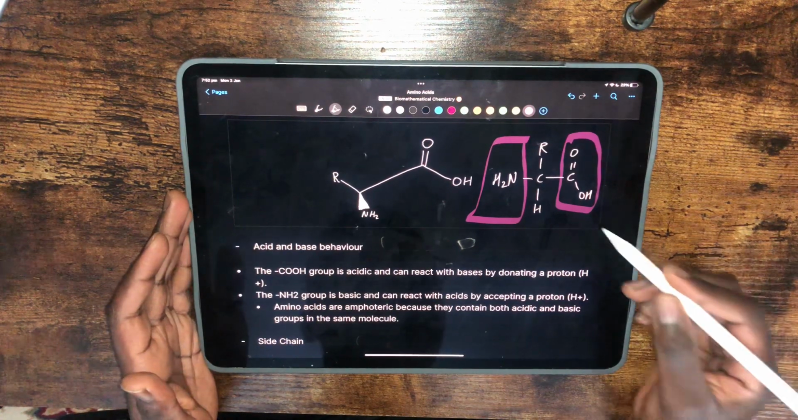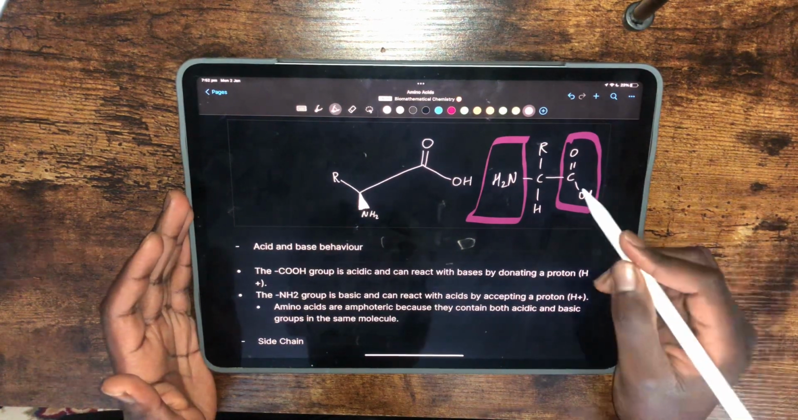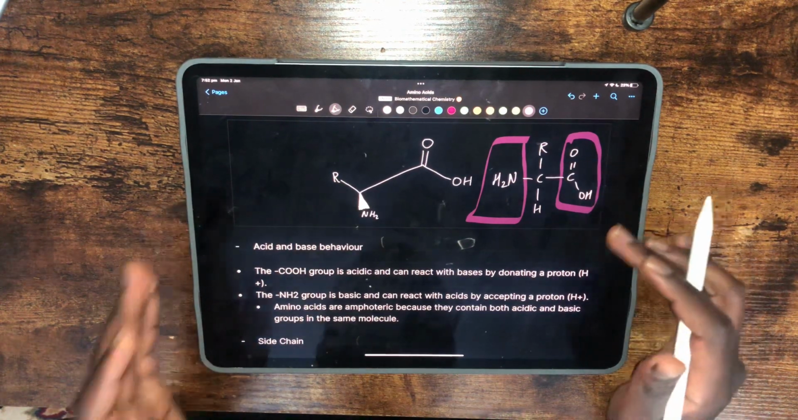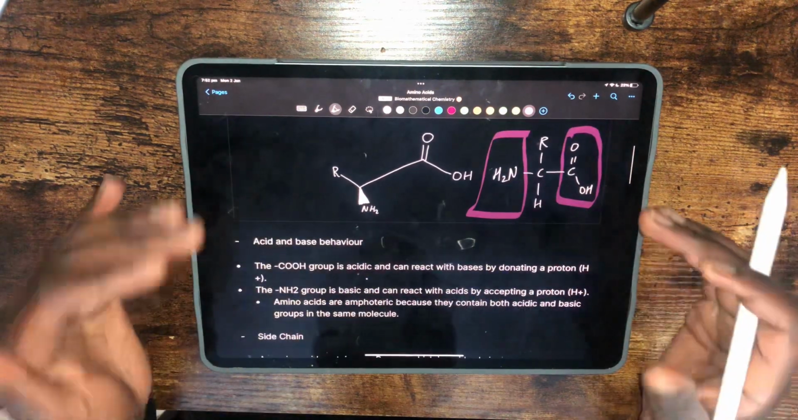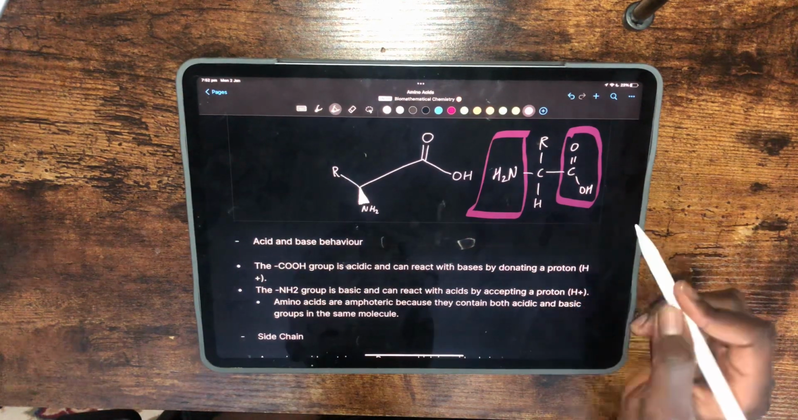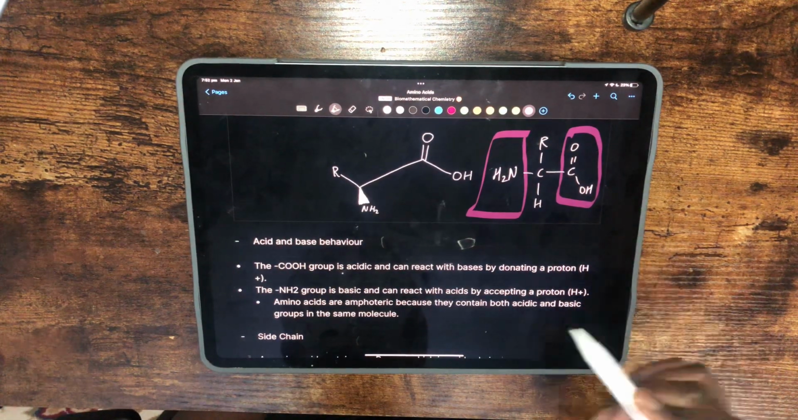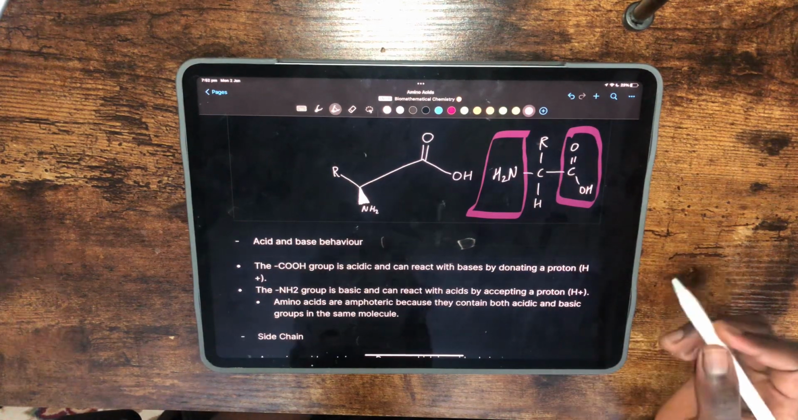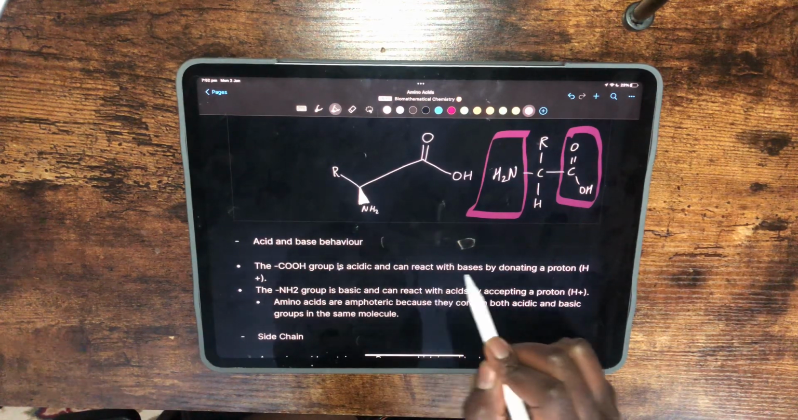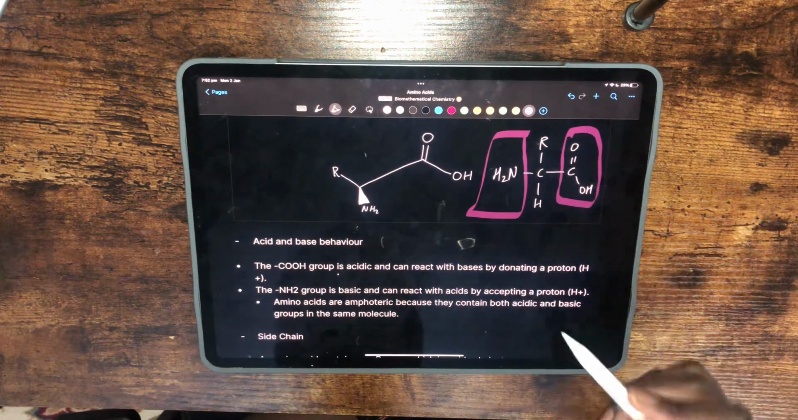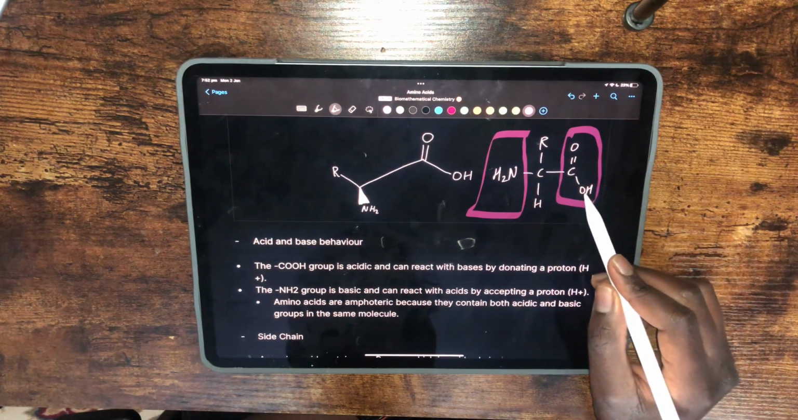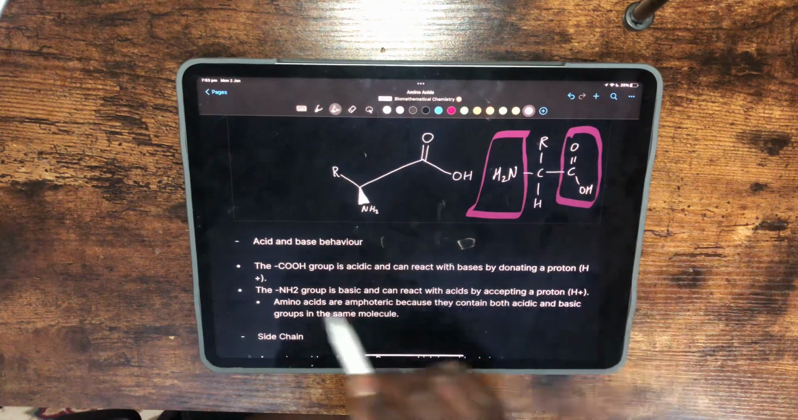Because it can accept a proton, it is a Bronsted-Lowry base, and the carboxyl group acts as a Bronsted-Lowry acid because it donates a proton. This is probably a part you haven't done before, but you need to understand it, and in your exam there will be examples where you have to show your understanding of it. The carboxyl group is acidic and can react with bases by acting as an acid, donating a H+ by breaking off this OH bond and releasing a proton.